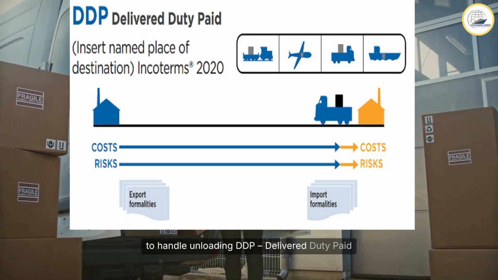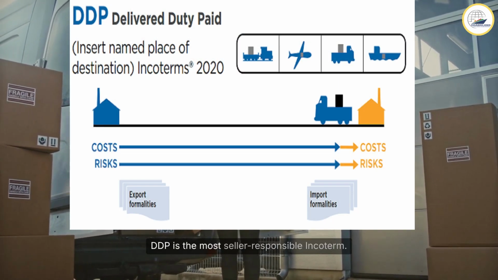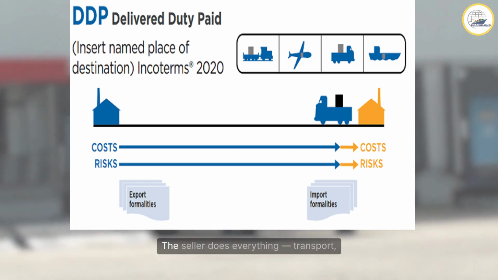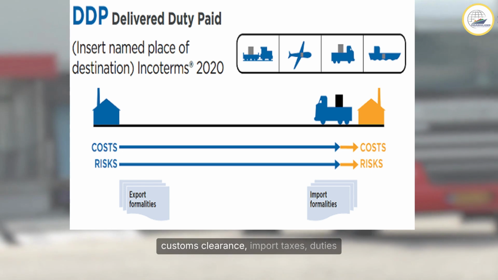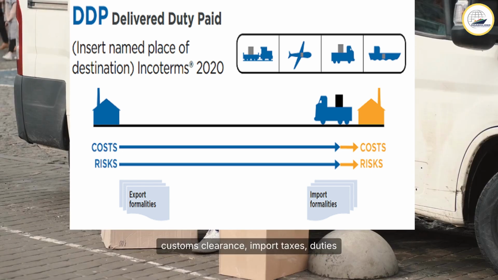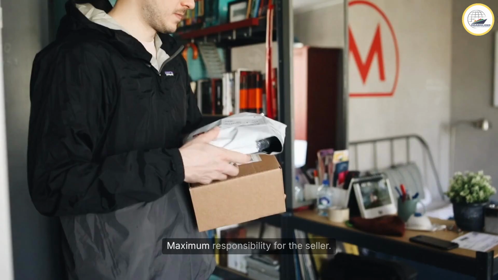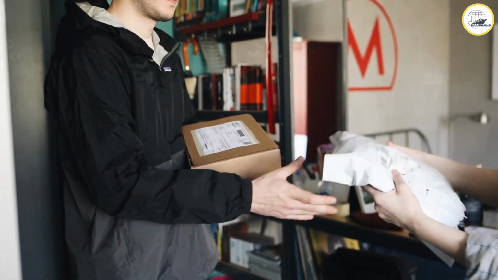DDP, Delivered Duty Paid. DDP is the most seller-responsible Incoterm. The seller does everything: transport, customs clearance, import taxes, and duties, until the goods reach the buyer's location. Maximum responsibility for the seller.